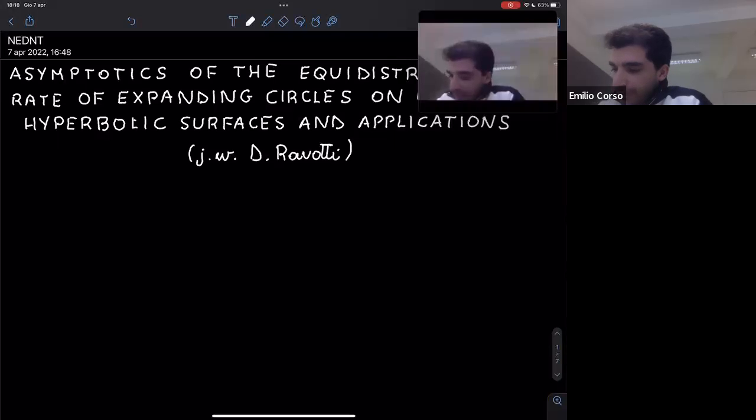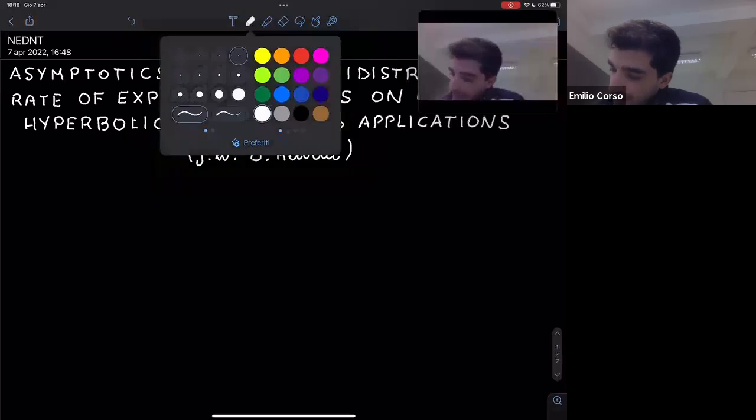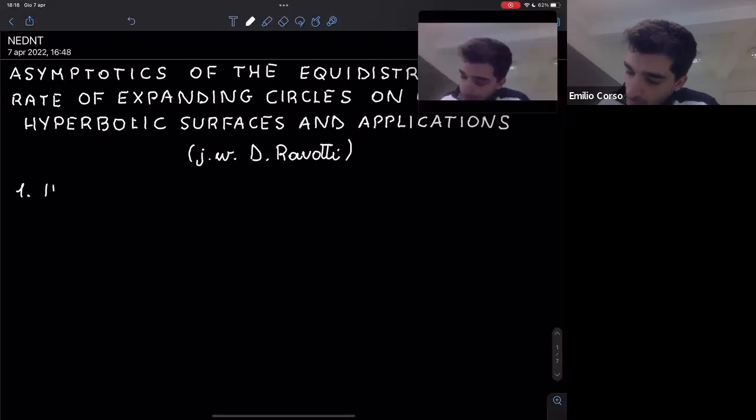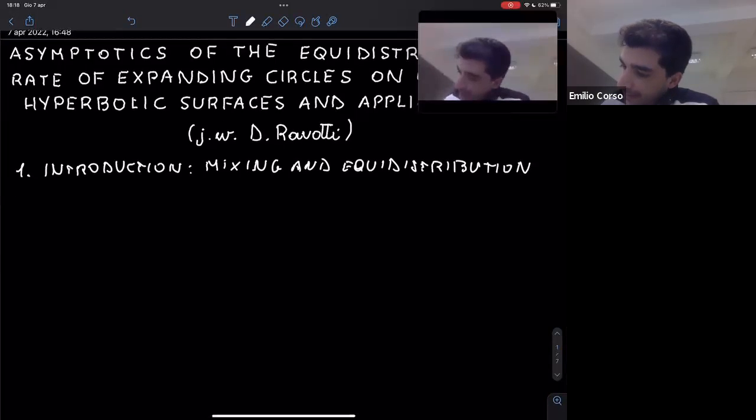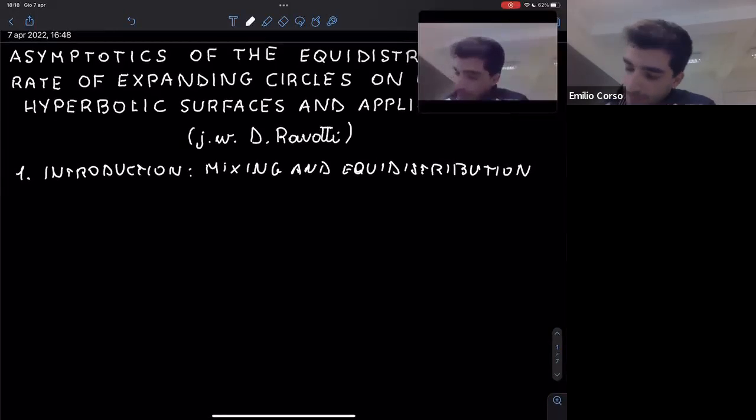Let me start with an introductory section, trying to compare, to relate two fundamental dynamical properties, which are, so let me start with section one, an introduction. So the two fundamental properties are mixing and equidistribution. I shall place myself directly in the setup I will be interested in throughout the talk, in the general setup. So I will be dealing with group actions, not just discrete dynamics or flows.